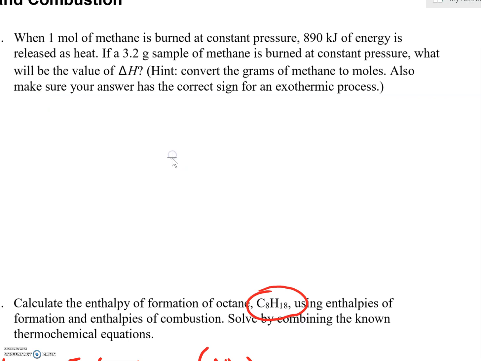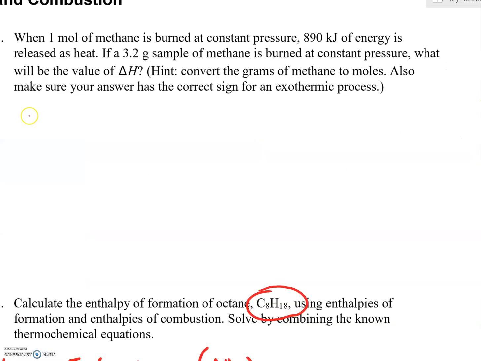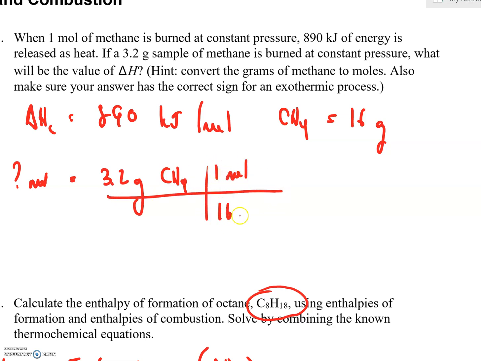That means that methane has a heat of combustion of 890 kilojoules per mole. Well, you don't have a mole because CH4 has a molar mass of 16 grams. So, how many moles do you have if you only have 3.2 grams? And in 1 mole, there's 16.